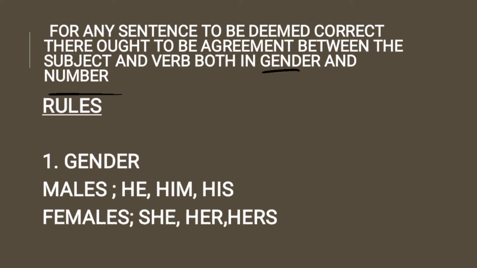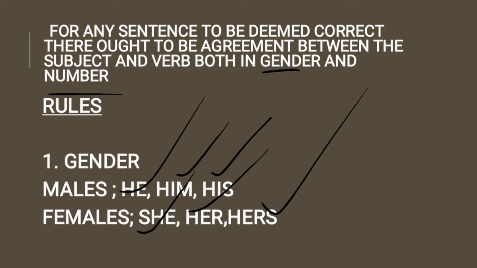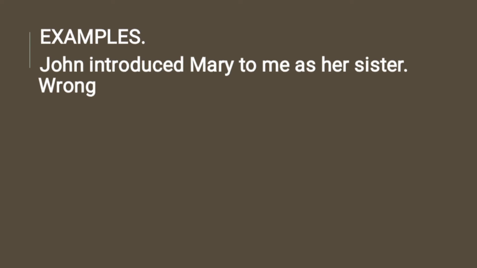What is the difference? This one is when it is an object. This one, his, is possession. Here is possession, hers. This one is the pronoun. Now look at this example.